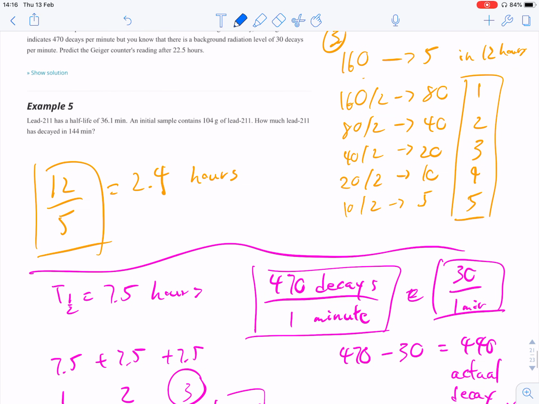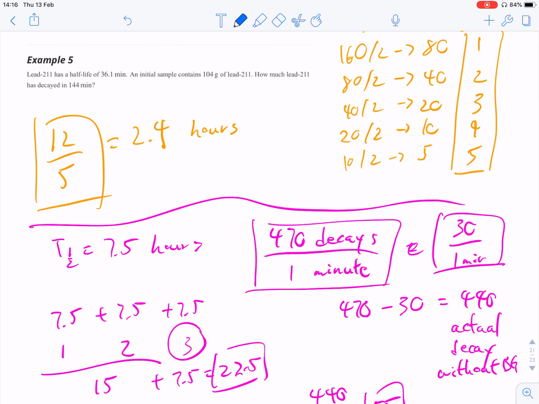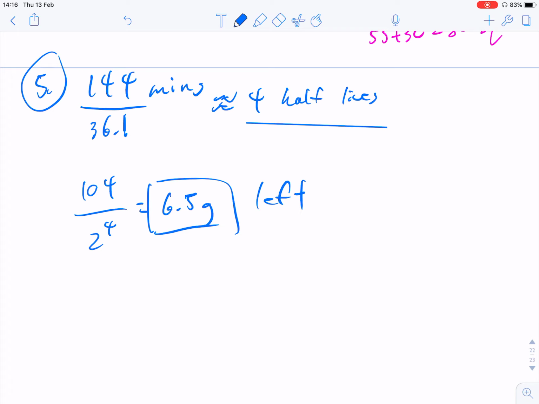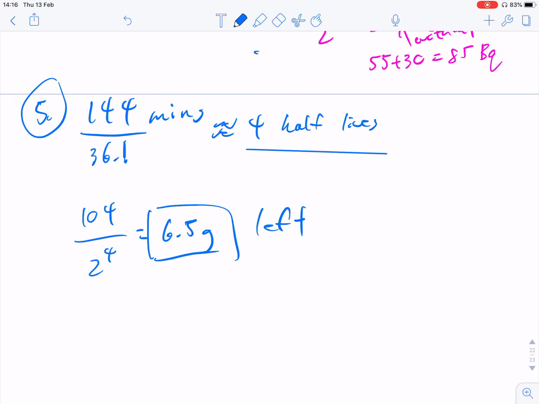And so 4 half-lives of 104 grams. So 104 is going to go through 4 half-lives. So that's going to be 16 then. 104 divided by 2 to the power 4, which is 16. So we're going to be left with about 6.5 grams left after 144 minutes.